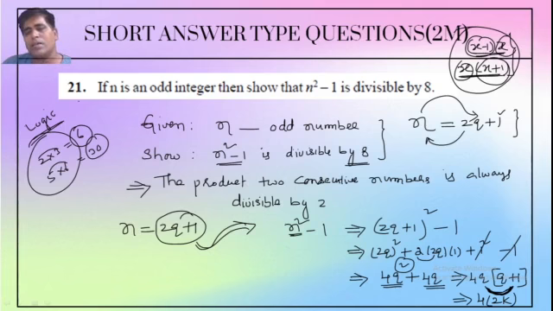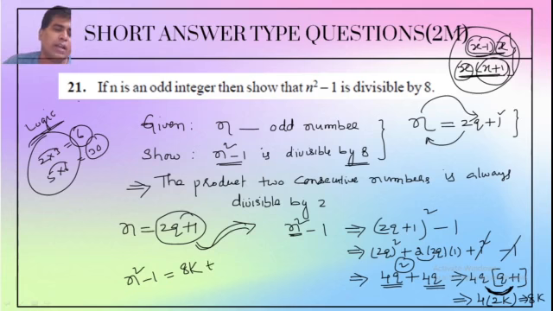It is nothing but a multiple of 2. How to write a multiple of 2? That is in the form of 2k. So what I got here clearly is 8k. So n square minus 1 is equal to 8k.